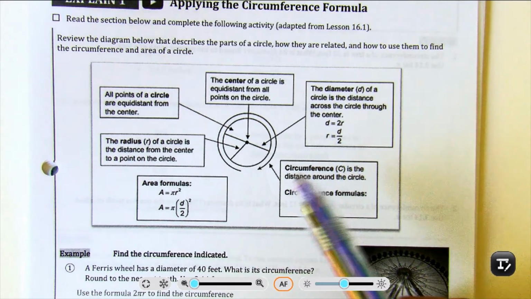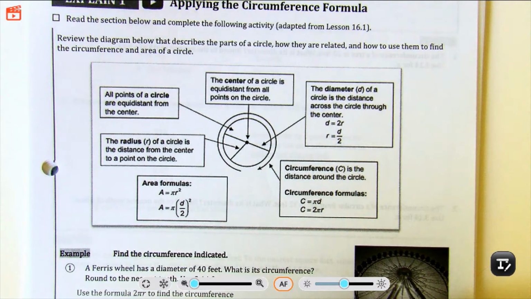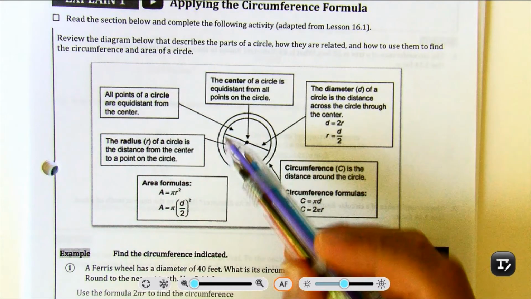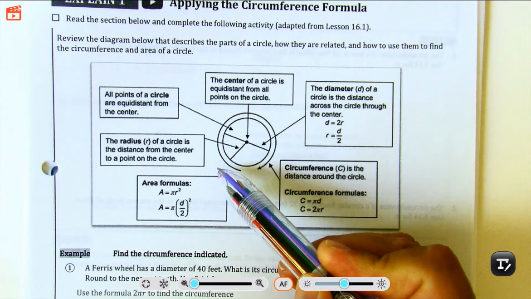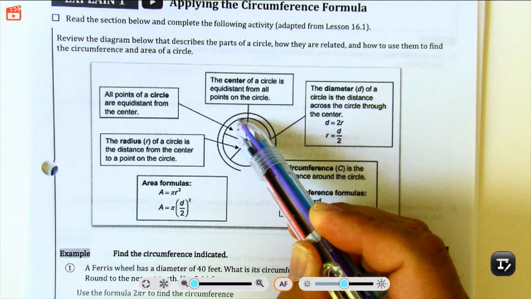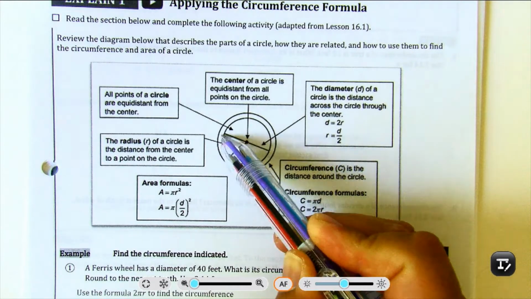When we want to find the circumference of a circle, what we're trying to do is find the length of the entire circle. Imagine if you have a piece of string and you wrap it around a circle. That's what we're trying to find. We're trying to find the length of the circle.